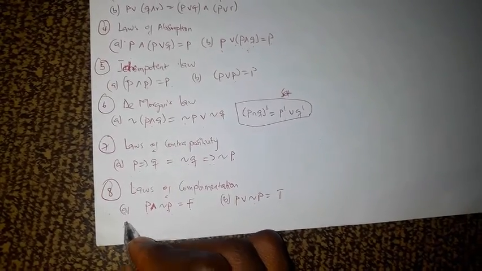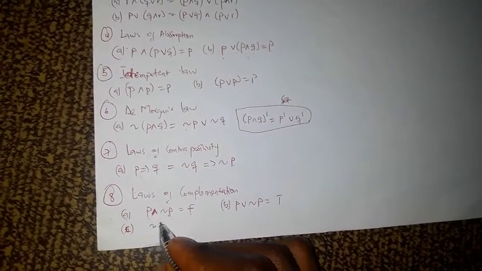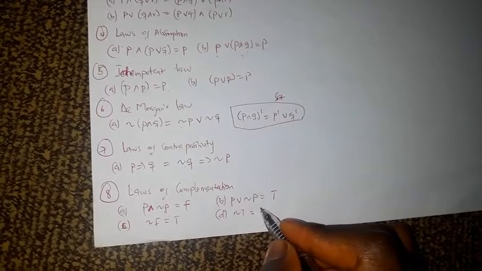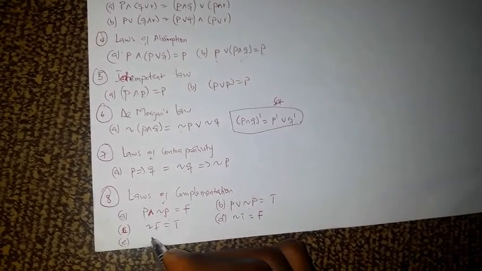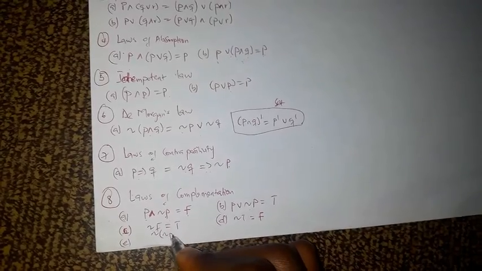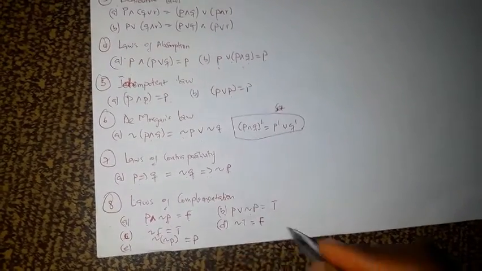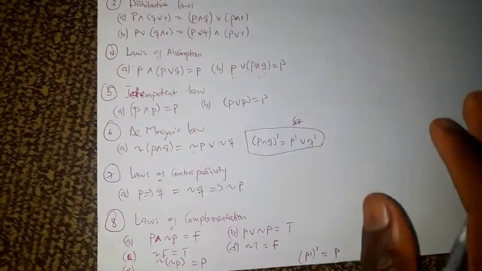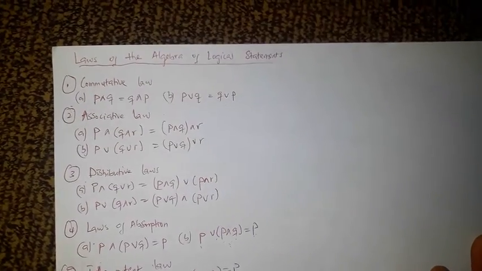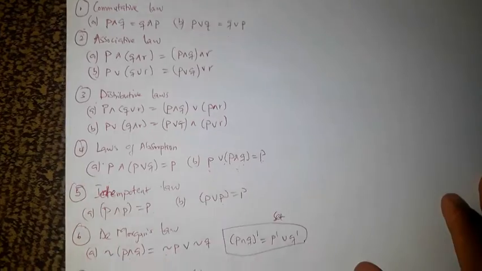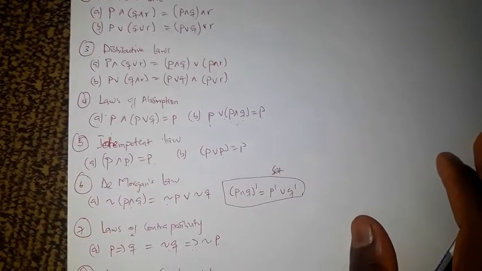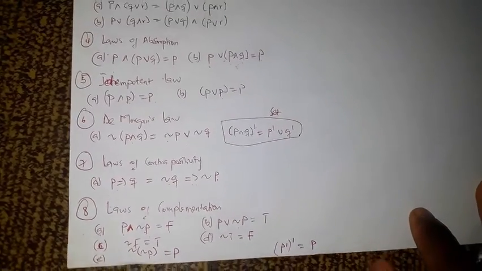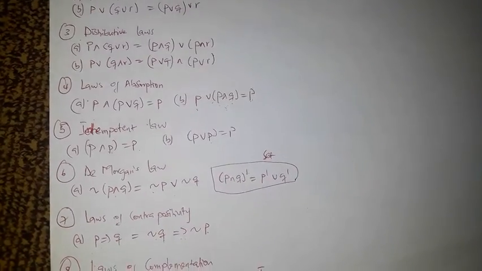Then for the second one, which is C, not F is true. And for D, not T is F. Finally, E, we have not not P equals P, just as in sets, P prime prime is P. So these are the laws that we have in algebra of logical statements: the commutative law, the associative law, the distributive law, laws of absorption, idempotent law, De Morgan's law, law of contrapositivity, and laws of complementation. Do go through the video again if you don't understand, to get a better understanding of it.